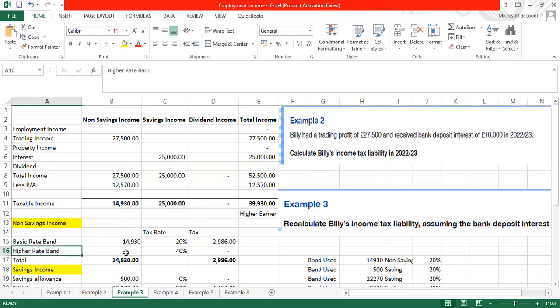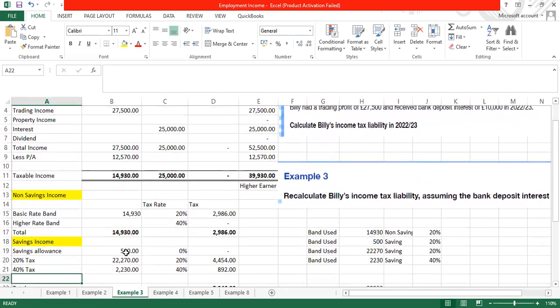Because she is a higher rate earner, the 1,000 pound savings allowance is not available. The savings allowance available to her is 500 pounds. So 500 at 0% is 0. And the remaining left is 37,700 minus 14,930 minus 500, which is equal to 22,270. So the remaining is 2,230 still left.